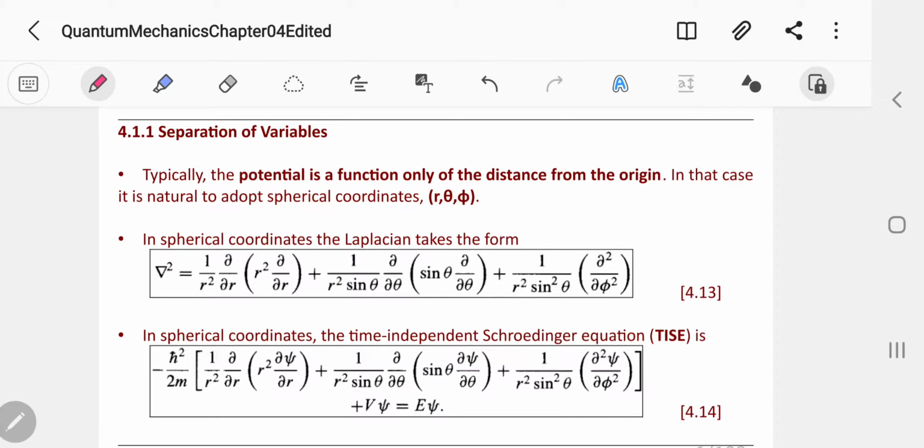Typically, the potential is a function of distance from the origin. In this case, it is natural to use the spherical coordinates r, theta, phi. So we have to use the Laplacian in spherical coordinates, and this is just the form of the Laplacian. And the time independent Schrodinger equation becomes this one here.